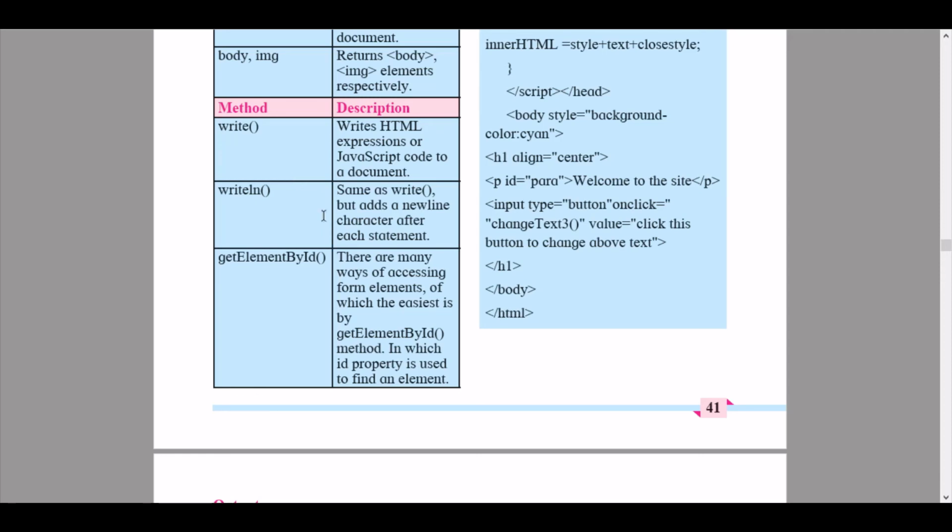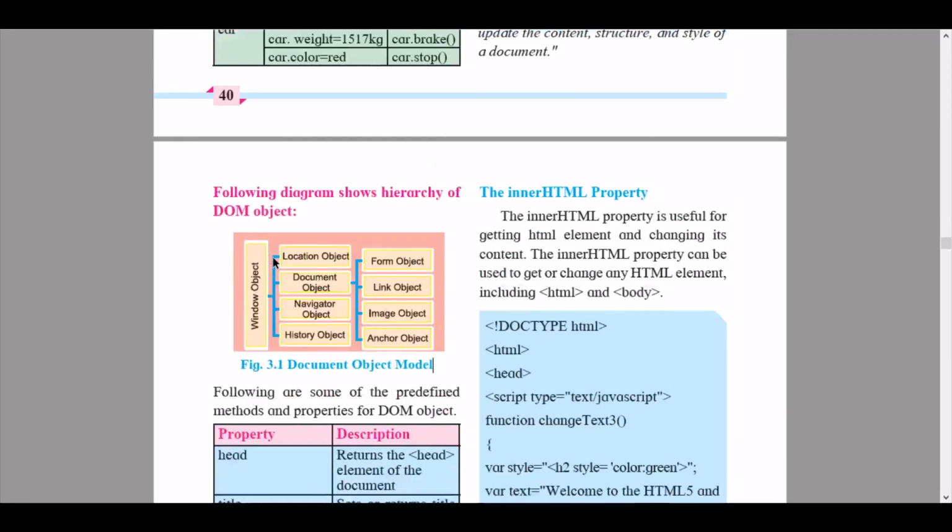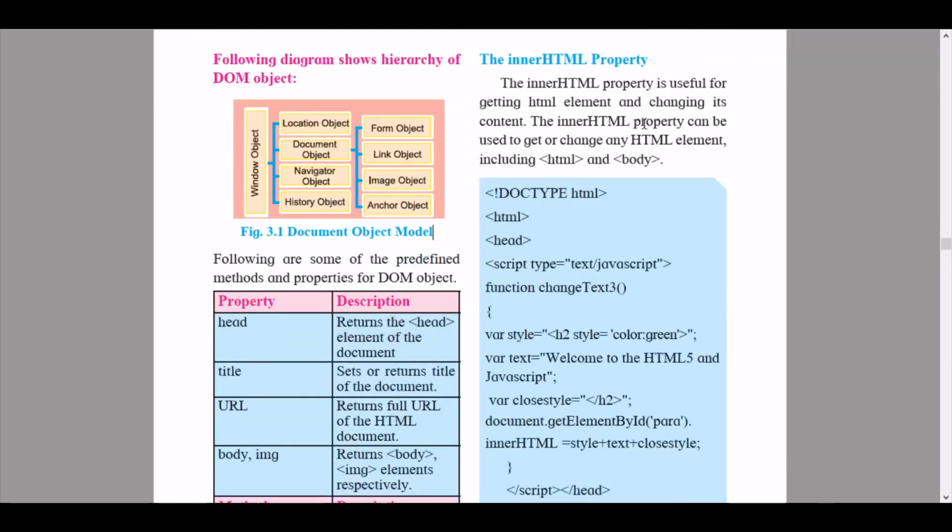So here we continue to our next heading, the innerHTML property. The innerHTML property is useful for getting an HTML element and changing its content. The innerHTML property can be used to get or change any HTML element including the html and body tags.